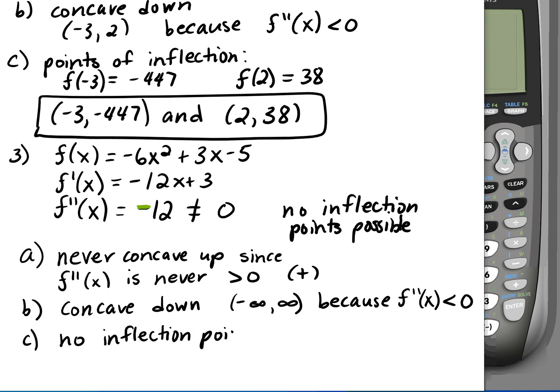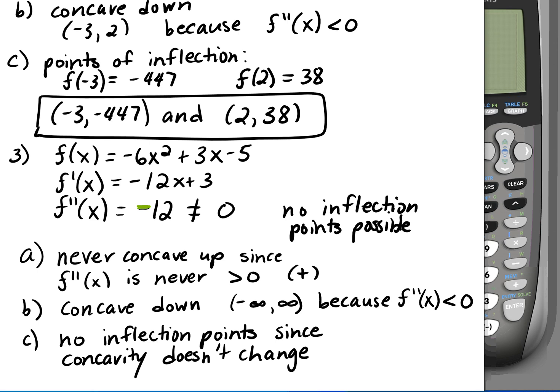This actually would be your favorite example to get, because there's really not much work involved. You don't need to do any number line checking. The only thing you have to be careful of is whether your answer comes out to be positive or negative. That's going to tell you whether it's always concave up or always concave down.